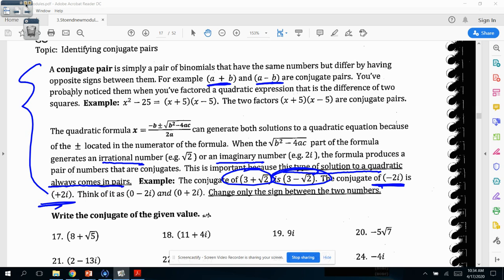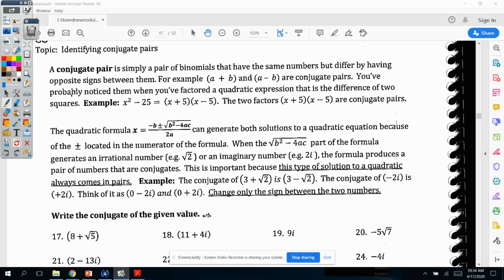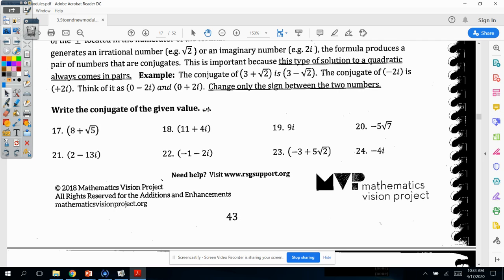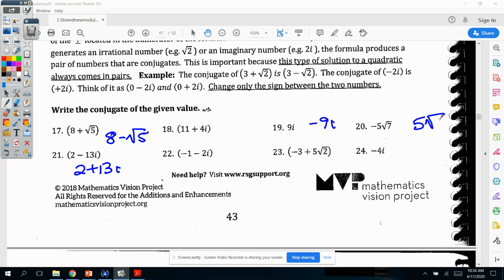This whole bottom is super easy then, and I'm afraid a lot of you skipped that reading because of it. You just have to change the second sign to tell me what the conjugate pairs are. So this is just 8 minus square root of 5. If this is a solution, this is a solution. If 2 minus 13i is a solution, 2 plus 13i is a solution. If 9i is a solution, negative 9i is a solution. If negative 5 root 7 is a solution, positive 5 root 7.